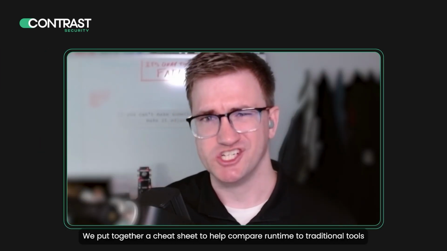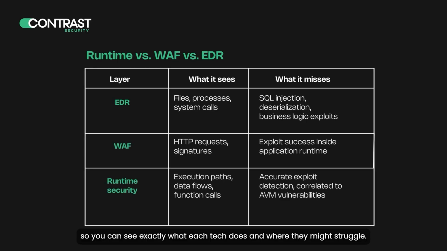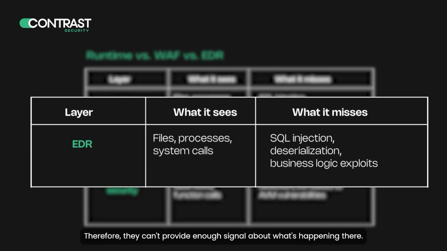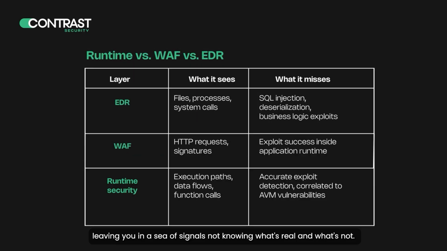We put together a cheat sheet to help compare runtime to traditional tools, so you can see exactly what each tech does and where they might struggle. In short, while inside of an operating system, EDRs can't see inside of an application. Therefore, they can't provide enough signal about what's happening there. Meanwhile, WAFs are outside of the application, and they can't tell the difference between an effective and ineffective exploit, leaving you in a sea of signals not knowing what's real and what's not.